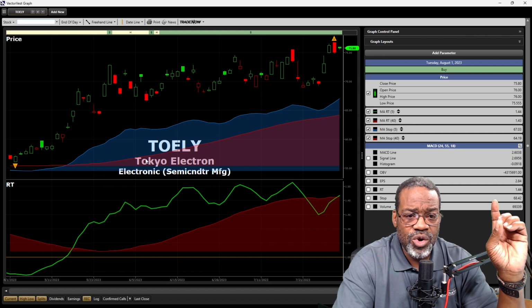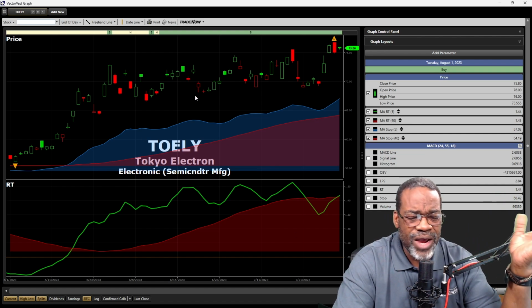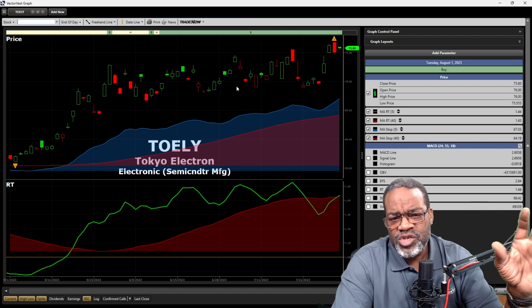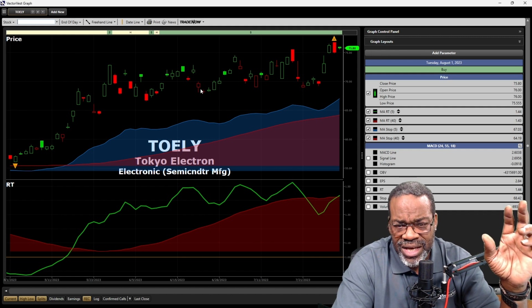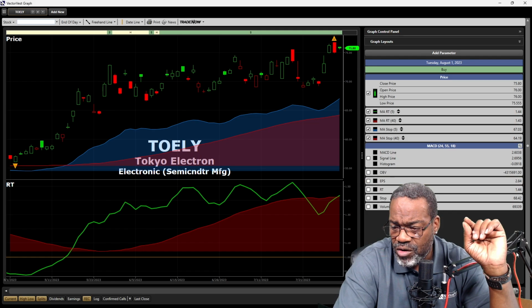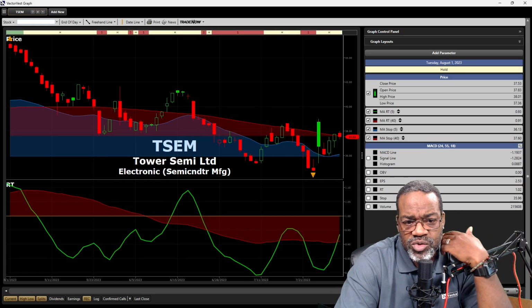Next one is Totally. This is what I call a gappy stock. I'm not a big fan of a gappy stock unless all of the gaps are filled. Just as quickly as it can gap up, it can gap down. Be careful with this one, but the 5 is crossing above the 40 on RT. Let's go to the next one.